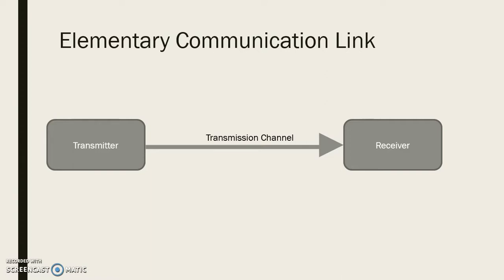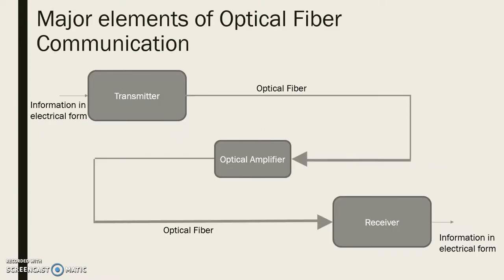So now we can go to an optical fiber communication system wherein you have again a transmitter and a receiver. In addition to that, you have an optical amplifier, and the transmission channel here has now been replaced by optical fiber.